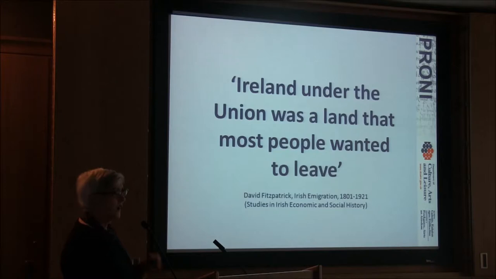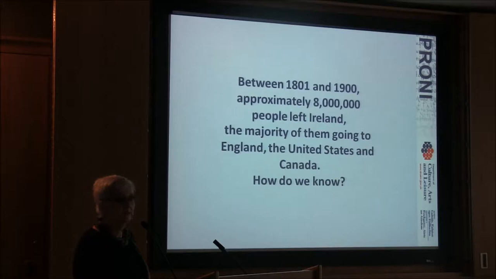Ireland under the Union was a land that most people wanted to leave. And they're talking about the union of Ireland with the rest of Great Britain in 1801. And if you look at the stats, you might think that that is true, because between 1801 and 1900, approximately 8 million people left Ireland. And the majority went to England, the United States and Canada. And I should point out that in the early 1800s, the population of America didn't quite reach 8 million. So that's an awful lot of people just from one small island to go to America.